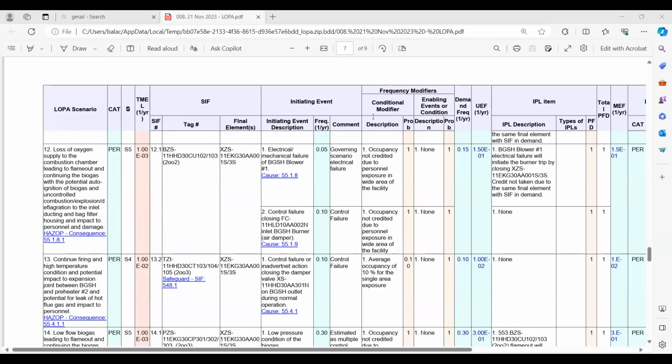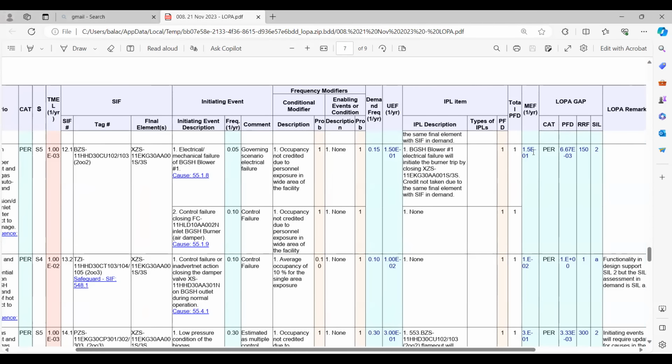And then comes the frequency modifier, like conditional modifier, enabling condition, demand per year, demand frequency, then the IPL, independent protection layer, all these, then the PFD, then the total PFD. Then here you have the PFD value and the RRF. RRF is risk reduction factor. So it's nothing but the inverse of PFD. So here you can see 150 means it's a SIL2.